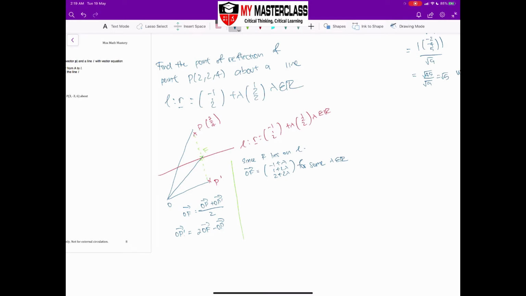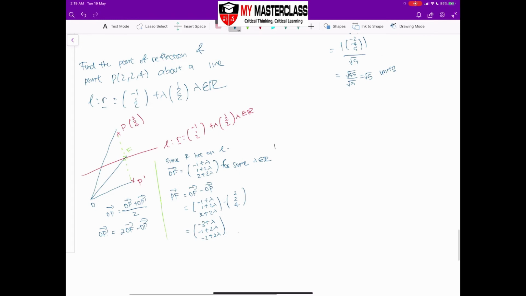Then what I'm going to do next is, I can see that PF and my line direction are perpendicular. So I'm going to find my PF first. PF will be equal to OF minus OP, which will give me (-1 + lambda, 1 + 2 lambda, 2 + 2 lambda) minus my OP, which is (2, 2, 4), and this gives (-3 + lambda, -1 + 2 lambda, -2 + 2 lambda).